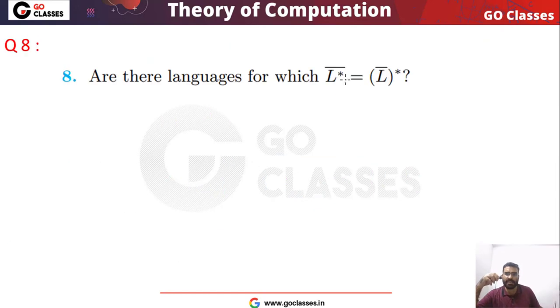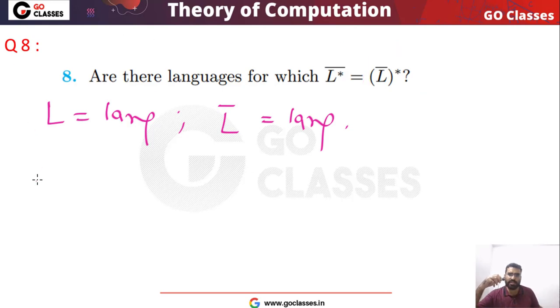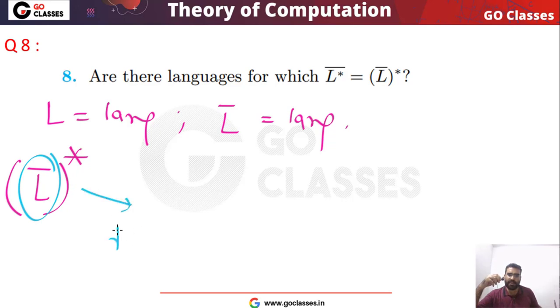Now you can clearly see that if L is a language, then L complement is also a language. Now let's look at this side: L complement whole star. What can you guarantee, because there is whole star? Any language whole star. So I can guarantee that in this you have the empty string. Definitely I can say the empty string belongs to this one.